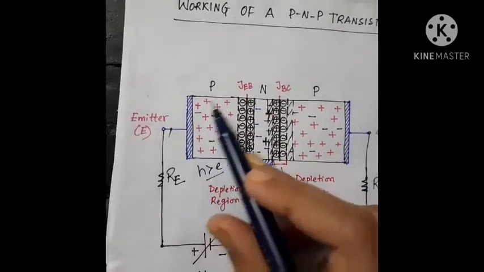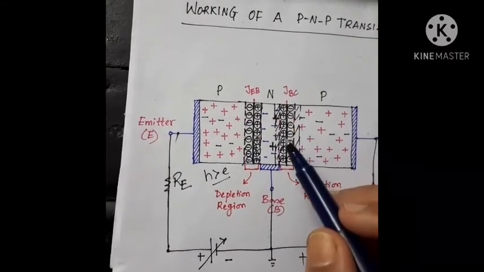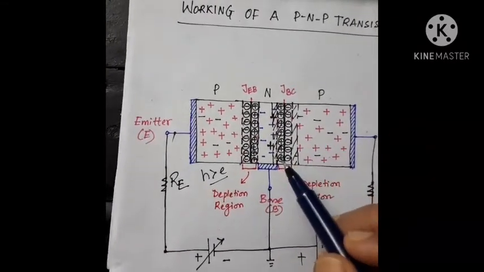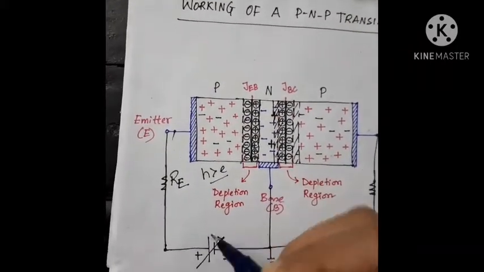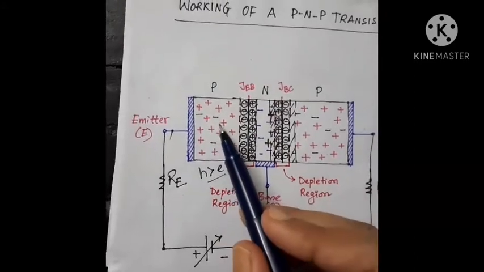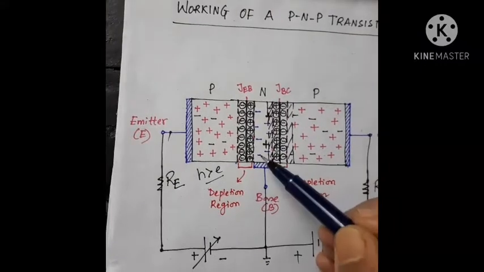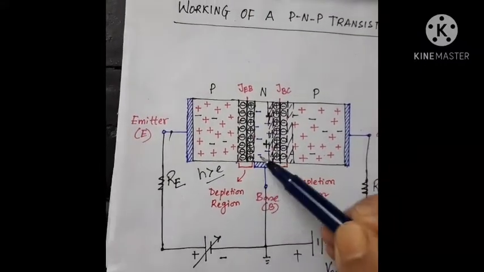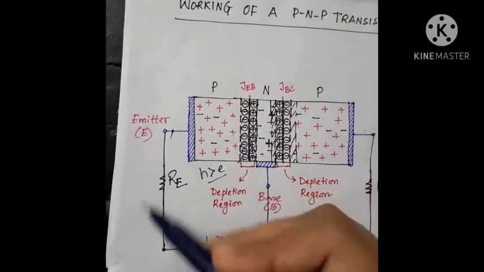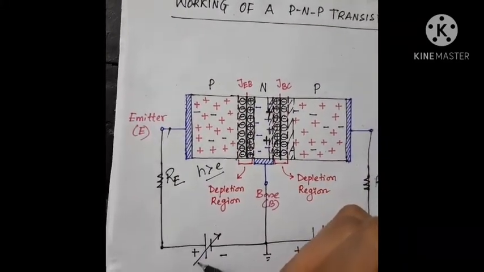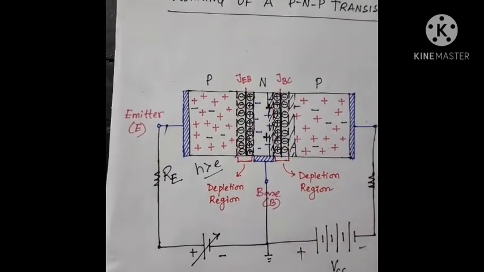The holes in the emitter and the electrons in the base are repelled by the positive and negative terminals of the voltage source. Since the positive terminal is connected with the p-type, holes cannot go to this side, and the electrons, as the base is connected with the negative terminal here, are not able to go this side. So holes are repelled by the positive terminal of the voltage source, and electrons are repelled by the negative terminal.